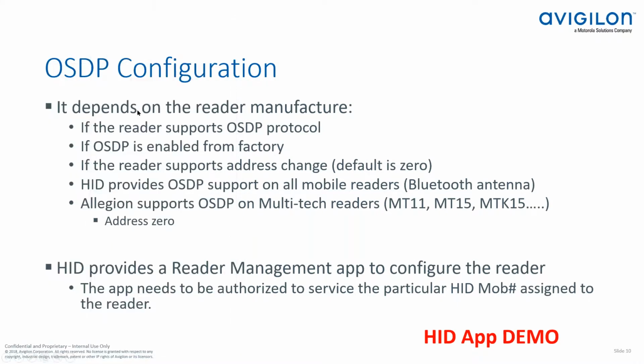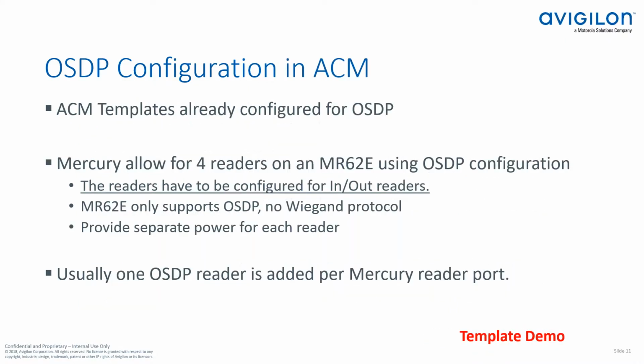There. All right. So back here to the presentation. So that's the HID application. If you have any questions about the application itself, you can contact the HID tech support, or you can contact the sales engineering team who will try to help you with that as well. Okay. A couple more things in here. ACM templates are already configured for OSDP, so I'm going to show you that right now. So if you're doing a configuration and you're adding readers, here's an extra advantage of doing that using OSDP: our templates are also configured for OSDP, so it's much easier to go this way. Okay, so there's no reconfiguration needed.